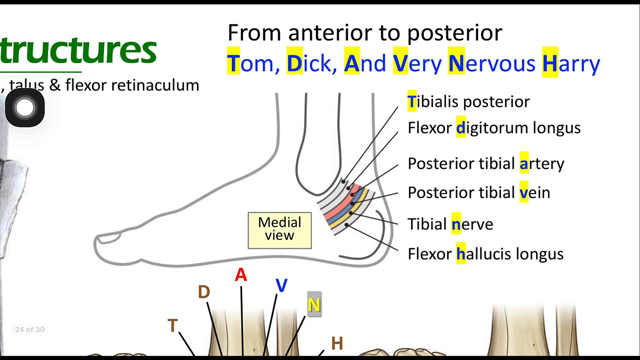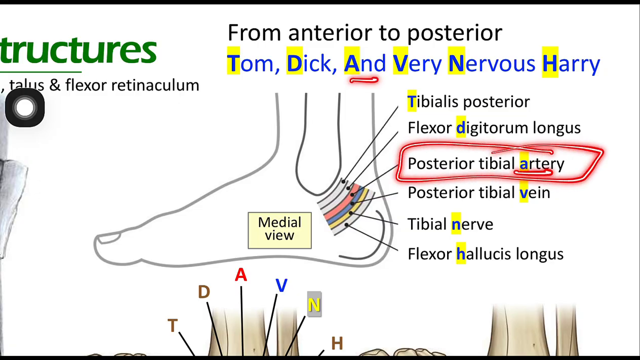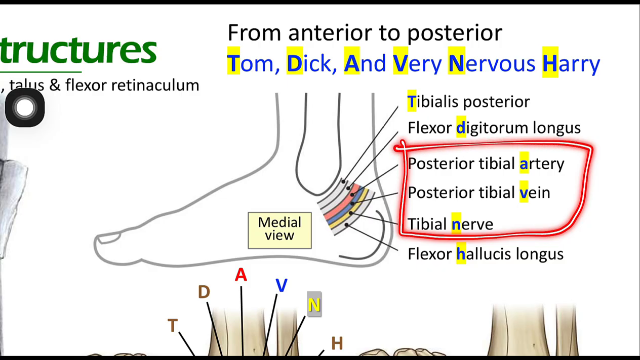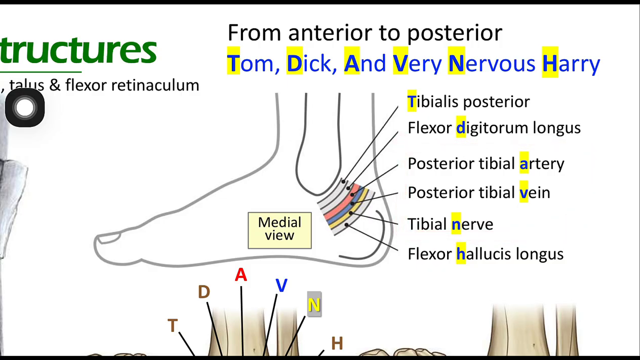No Mary. Okay. So we have the tibialis posterior, Tom, and then we have Dick here, and then flexor digitorum longus, and then we have the artery, which is the posterior tibial artery, and then we have the vein. So you should know that these three always come together, right? So we have the posterior tibial artery, posterior tibial vein, and then tibial nerve. And the most posterior one here is the flexor hallucis longus. Tom, Dick, and very nervous Harry.